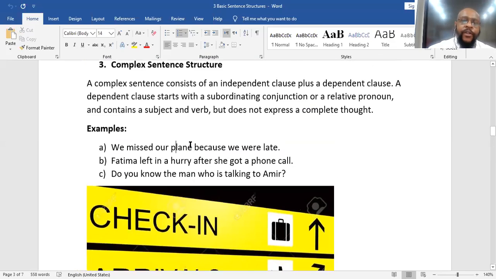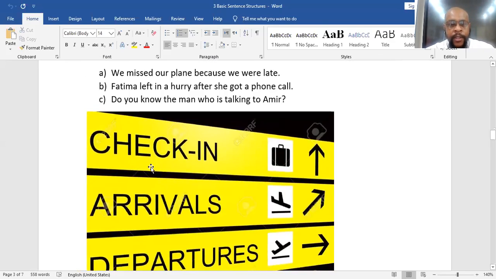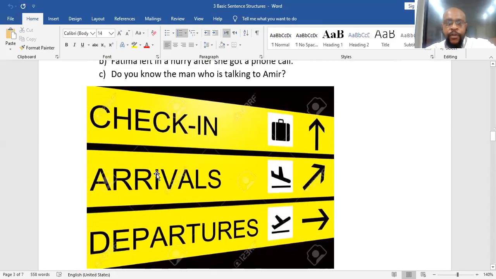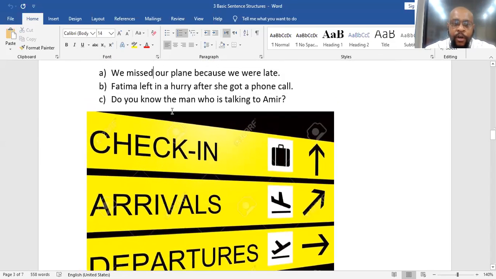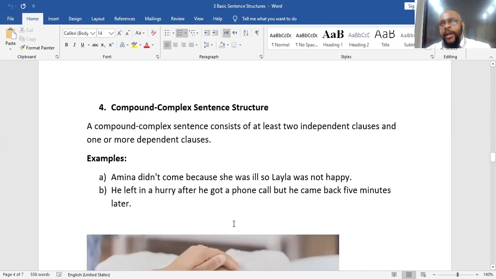That can be very difficult to understand, but the key to this is the subordinating conjunction, the "because" or the "after" or the "who" that helps to complete that thought and to complete that sentence. And then, of course, that's a picture of the airport or the departure lounge and the things that you look for when you're late or if you're missing your flight.